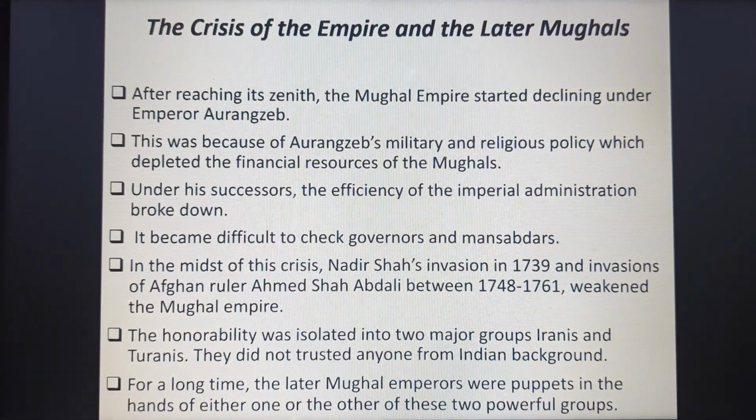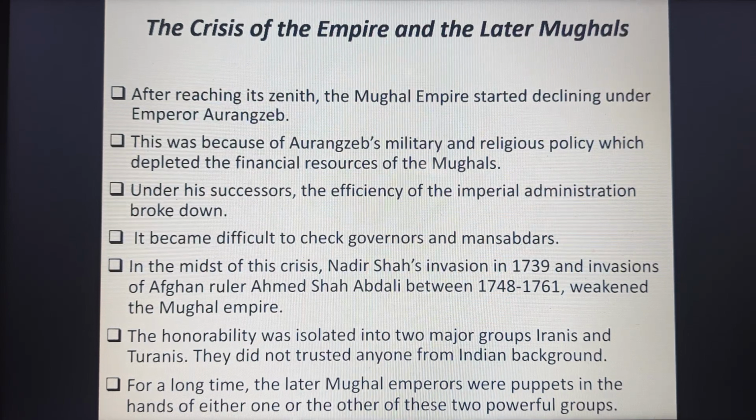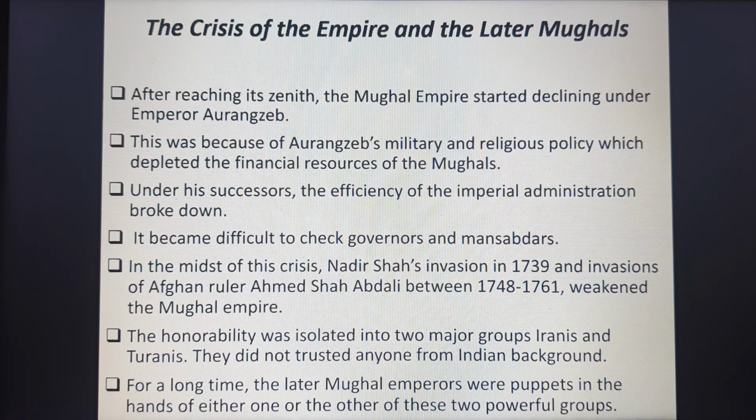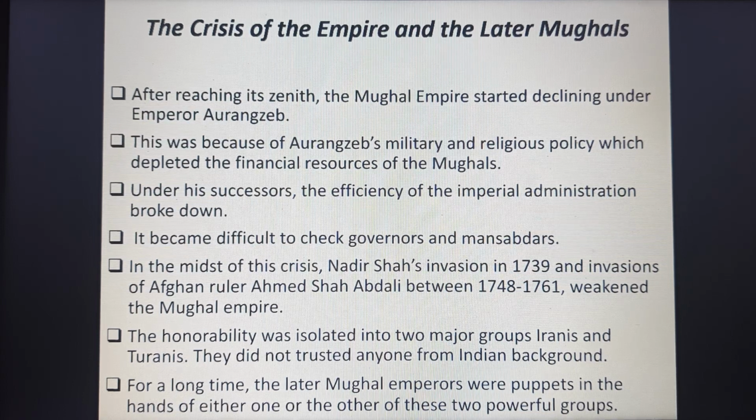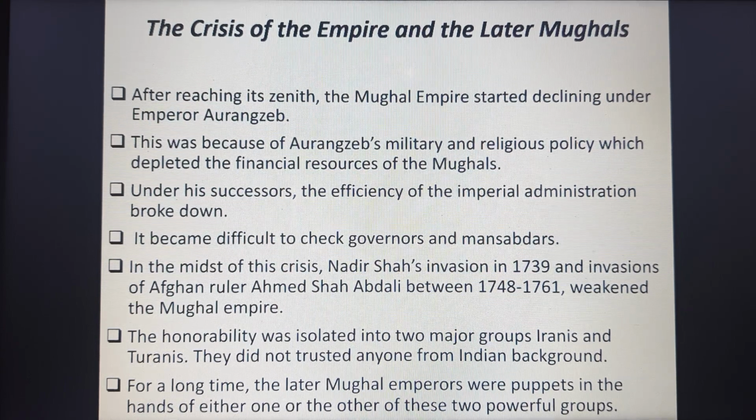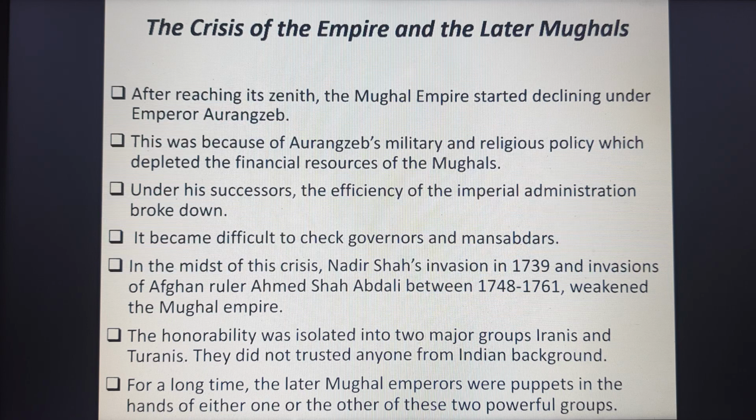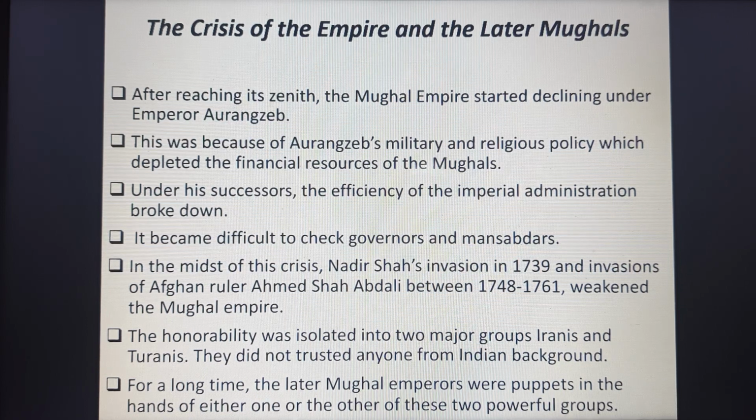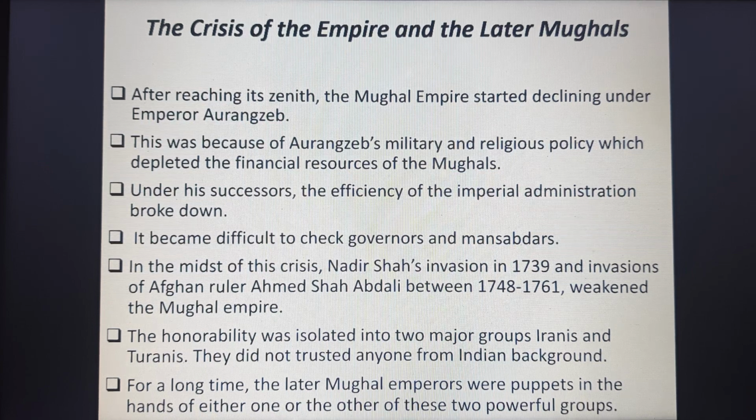Now, the crisis of the empire and later Mughals. After reaching its zenith, the Mughal Empire started declining under Emperor Aurangzeb. Before him, whoever ruled had something good in them, but during Aurangzeb's time, the rules changed by Akbar, like the jizya tax and other things, were imposed again by Aurangzeb to gain more and more, and due to that the public was more harassed. This was because Aurangzeb's military and religious policy depleted the financial resources of the Mughals. So due to these two policies, their finances were declining day by day.